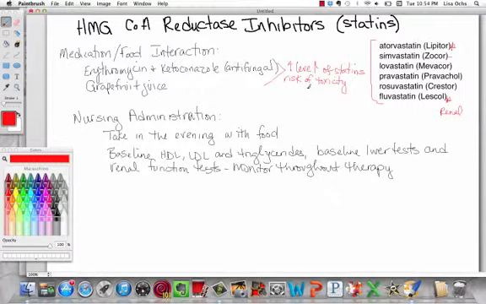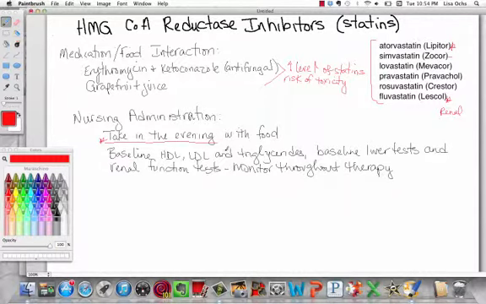Some notes about nursing administration for these drugs. This is an important point that I think a lot of students miss. These drugs should be taken in the evening. Most of the cholesterol in the body is produced in the liver in the evening hours, so these drugs should be taken in the evening. So please make a note of that. Somehow stick that in your brain. Remember to take these drugs in the evening, and they should be taken with food to minimize the GI distress as well as to help them work better.